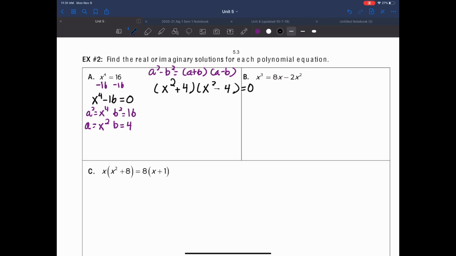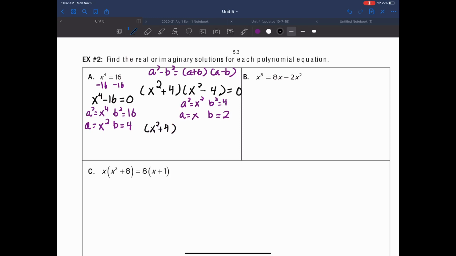But here's the deal. Can we factor this down any farther? And I think, yes, we absolutely can factor this down farther, as if you take a close look at x squared minus 4, that still follows a difference of squares situation. So here, I'm going to say a squared equals x squared, b squared equals 4. If I take the square root, a is going to equal x. Take the square root, b is going to equal 2. This is going to turn into x squared plus 4 times x plus 2 times x minus 2, all equals 0. Okay, so this is a situation where we have several instances of difference of squares.